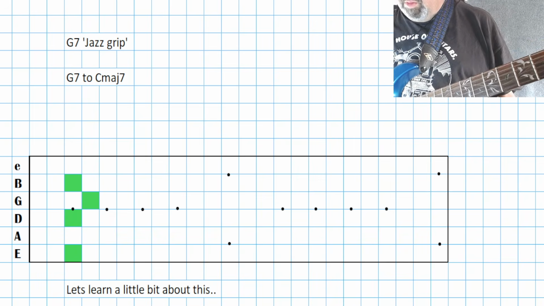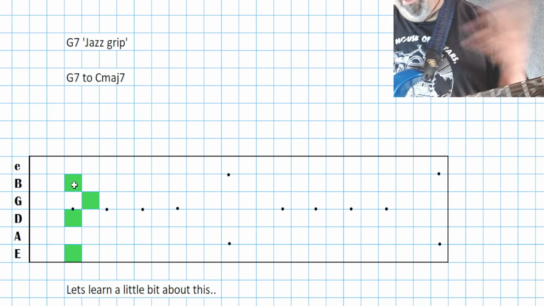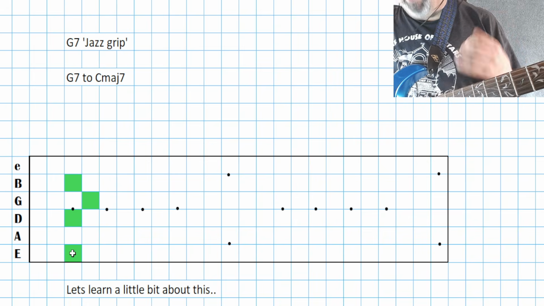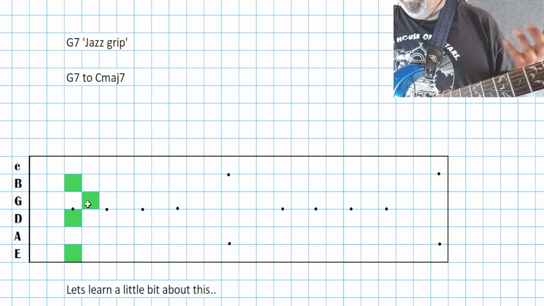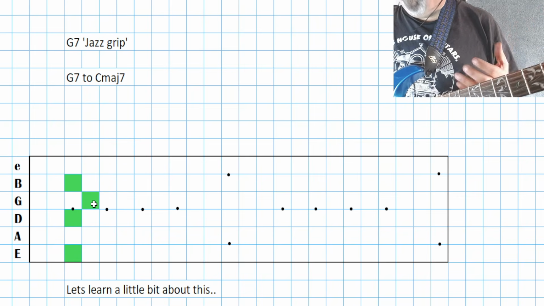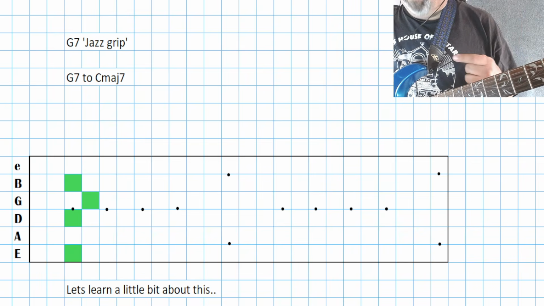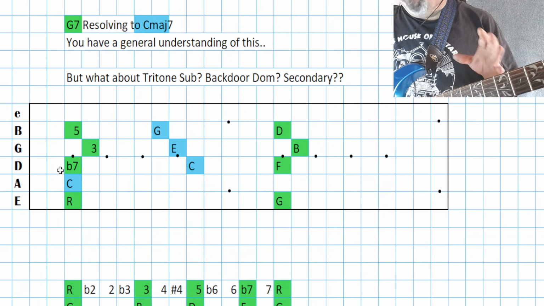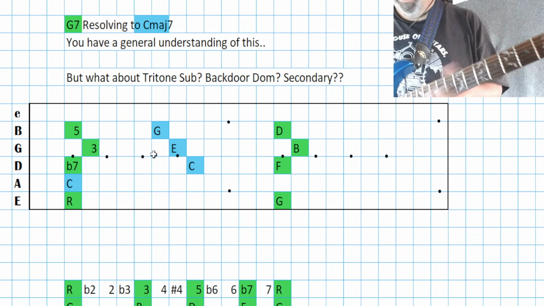So learning some of these resolves plus the other ones, the tricky ones that take your music from everyday harmony that almost anybody can write to, hey, this guy's got some of those tricks. Let's get all of them understood in one lesson here. So we got this jazz grip, right? It's about G7 resolving to C major 7. So C major 7 in the blue here.